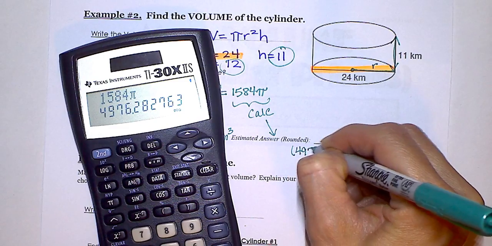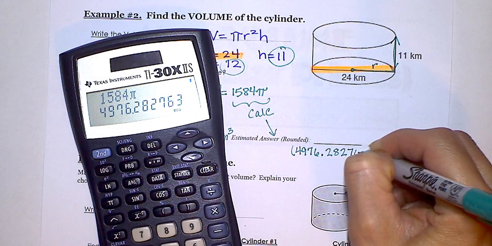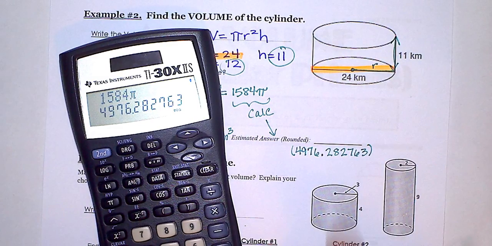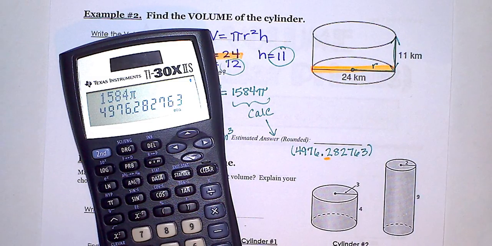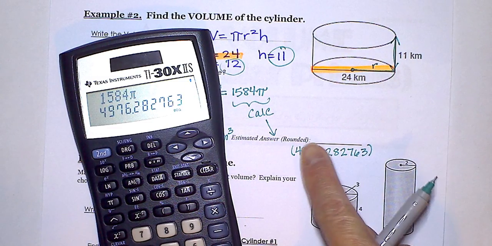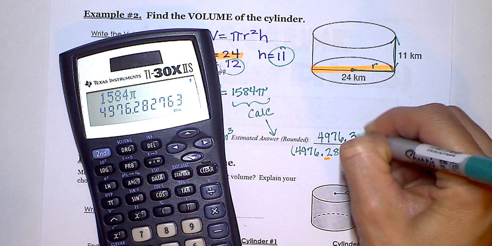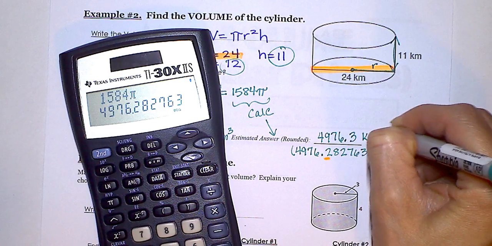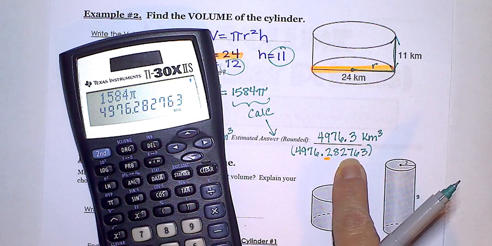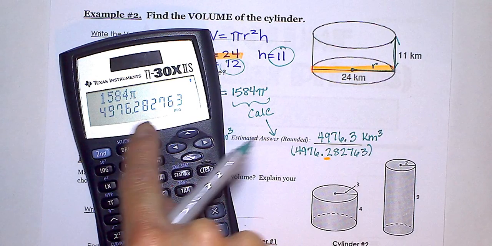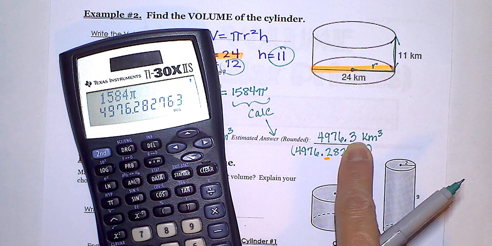But for the note purposes, I want to make sure I know why I rounded it. So 4976.282763. Now, we're going to round to the nearest tenth. So I want to decide if this is going to stay a 2 or become a 3. So my final estimated answer will be 4,976.3 cubic kilometers. Now, the only reason why I'm writing this entire number down on the notes is so I remember why this was a 3, even though it was a 2 on my calculator, because there is an 8 next to it, so we have to round up.